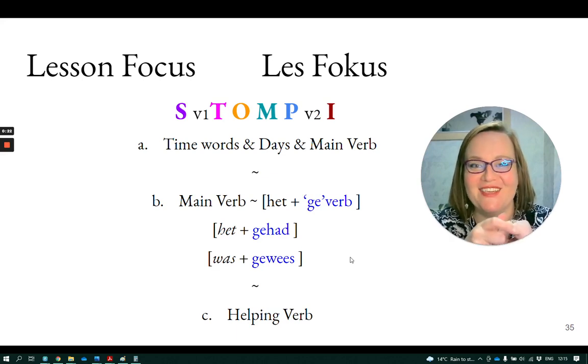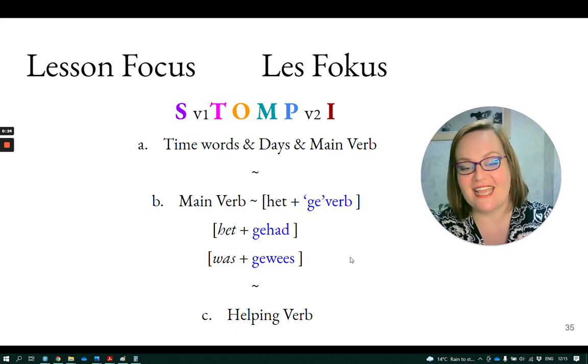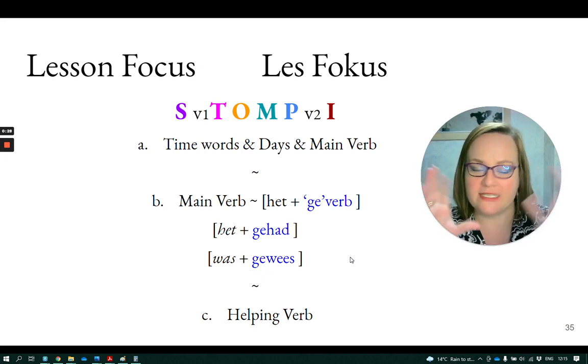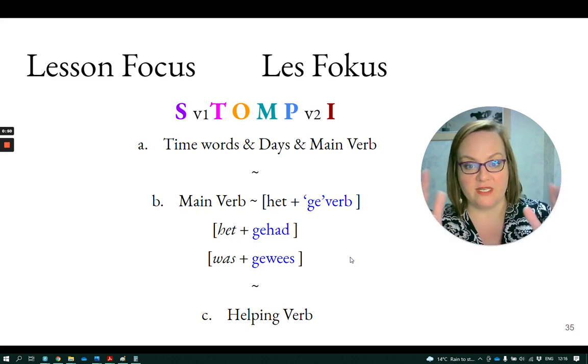Hello, you are doing Afrikaans lessons, and today we are finalizing all our different rules and bringing everything together with past tense. We'll be doing the helping verbs, and then from there you should have everything you need to know about making past tense sentences with main verbs and helping verbs.